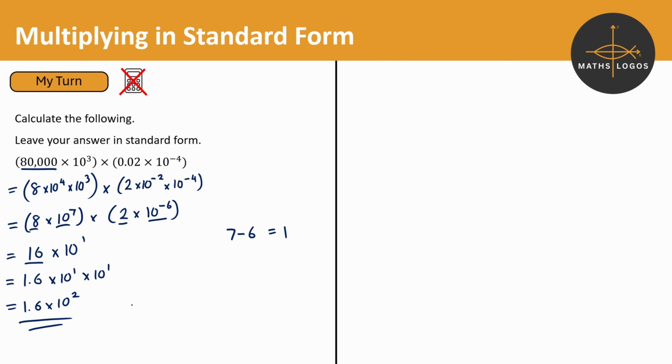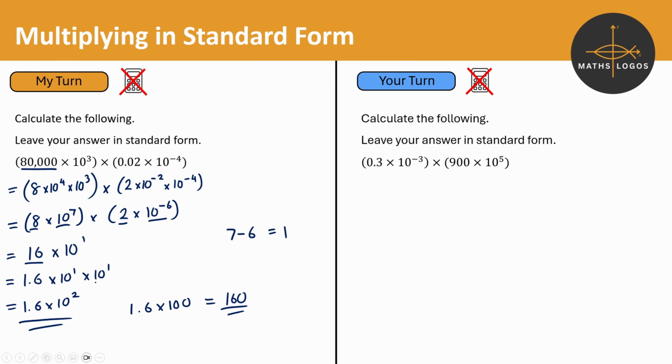we had to write it as an ordinary number, well, 10 to the power of 2 is 100. 1.6 multiplied by 100 is 160. So that's an ordinary number. That's standard form. Give this one a go, and then we'll run through the solution.